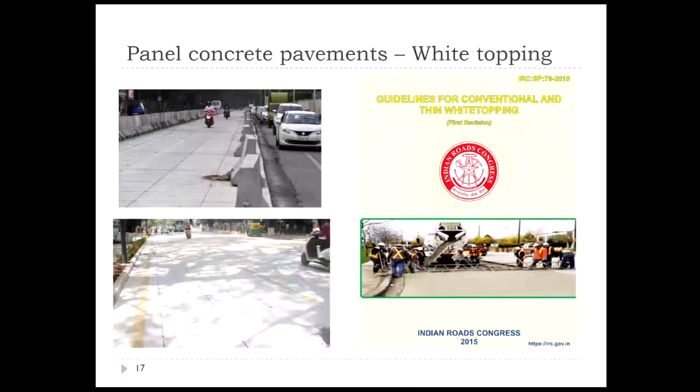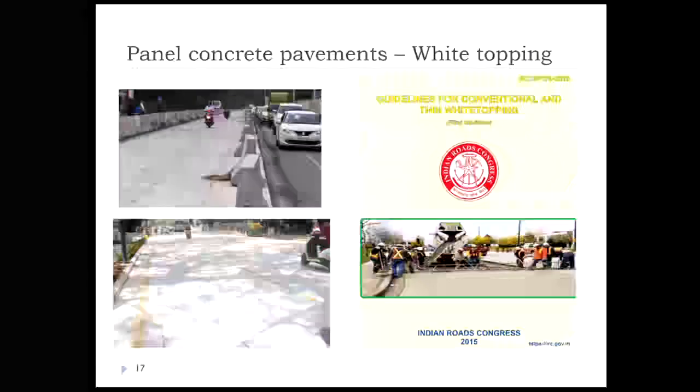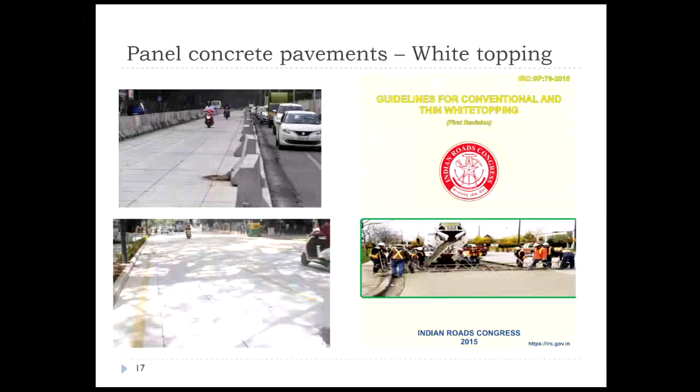If you look at white topping photographs, you will see that it is a concrete pavement, but the concrete slab dimensions would be of the order of 1 meter, 1.5 meters. You may find square-shaped slabs of this particular dimension. So all these are panel concrete pavements. These are examples of panel concrete pavements.